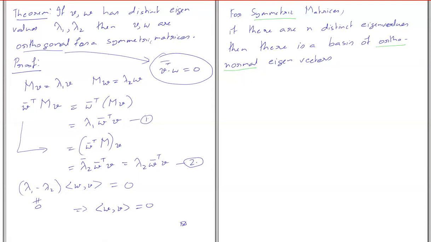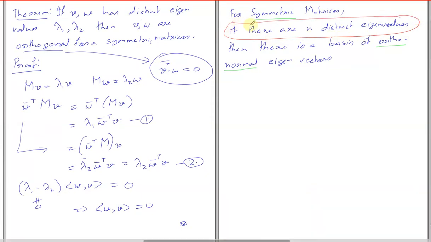But the interesting thing is, we will now show that this particular condition is not needed. This particular theorem is true: you don't need to have n distinct eigenvalues. For a symmetric matrix, there is a basis of orthonormal eigenvectors. So this is the theorem we want to prove. Is the statement clear?